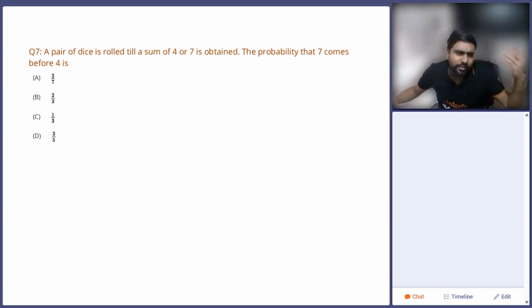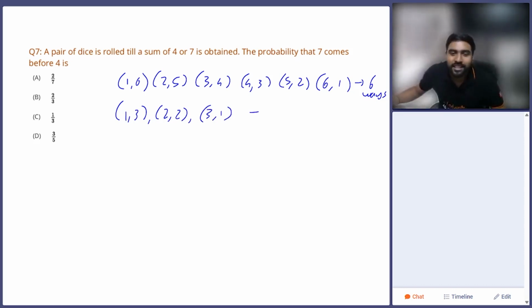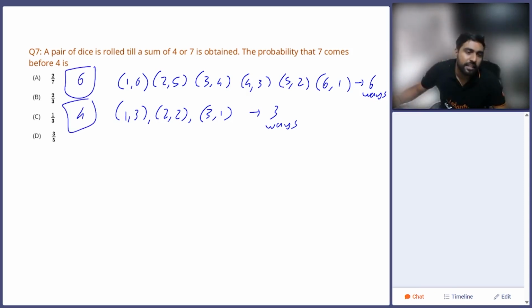See, if I get 7 on the very first throw, that's perfectly fine, right? First of all, let's look at the possibilities of getting 7. So I can get 7 as 1, 6, 2, 5, 3, 4, 4, 3, and you have 5, 2, 6, 1. So there are basically 6 ways of getting 7. How many ways of getting 4? So for 4, you have 1, 3, 2, 2, and 3, 1. That's it. Okay, these are the only ways. There are 3 ways of getting 4 over here.